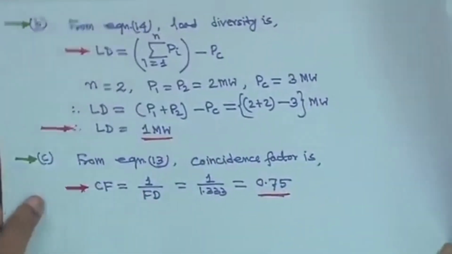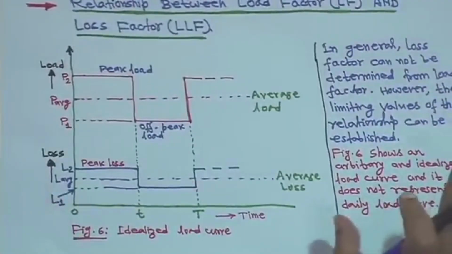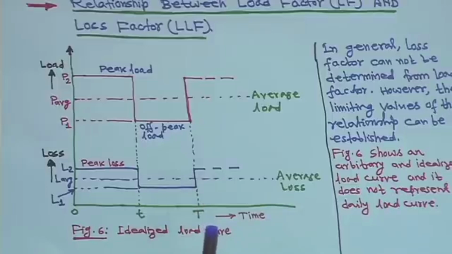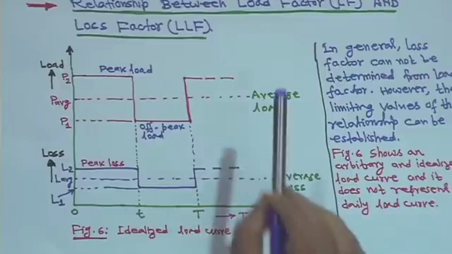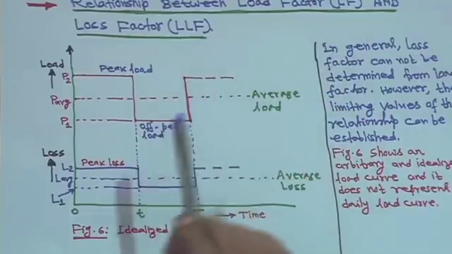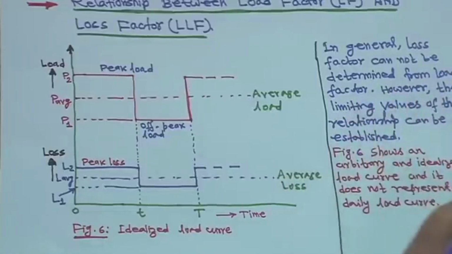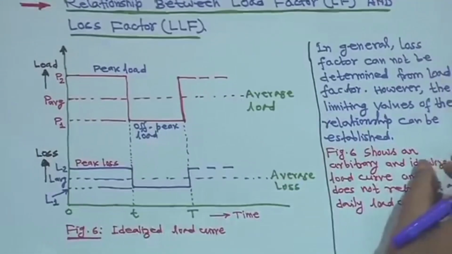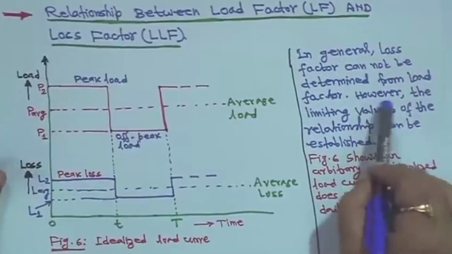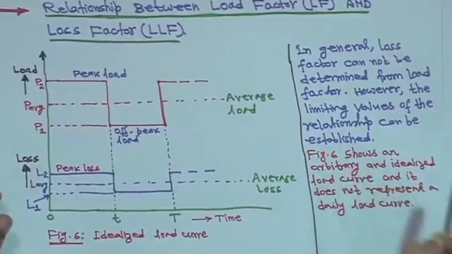Next, we will try to establish a relationship between load factor and loss factor. Although a direct relationship is not possible, we will try to establish some relationship. First, before coming to this, in general, loss factor cannot be determined from the load factor, so directly it is not possible. However, the limiting values of the relationship can be established.